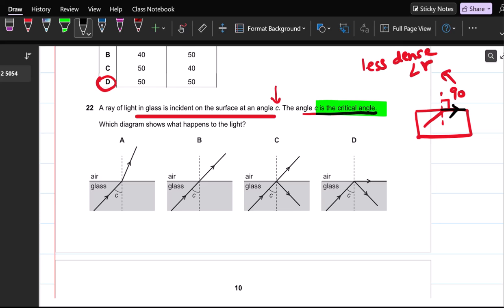So this thing is happening in D. You can see the ray is incident and it refracts at 90 degrees, making an angle of refraction of 90 degrees. In the less dense medium, air is less dense, and it is bending along the boundary of two mediums, here air and here glass. So this is the boundary of two mediums. So D is correct.